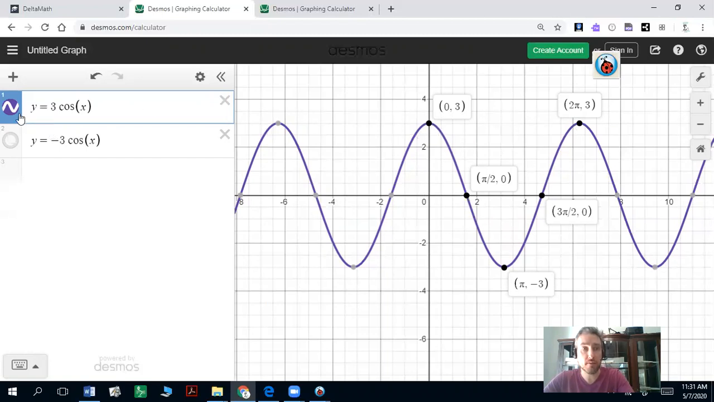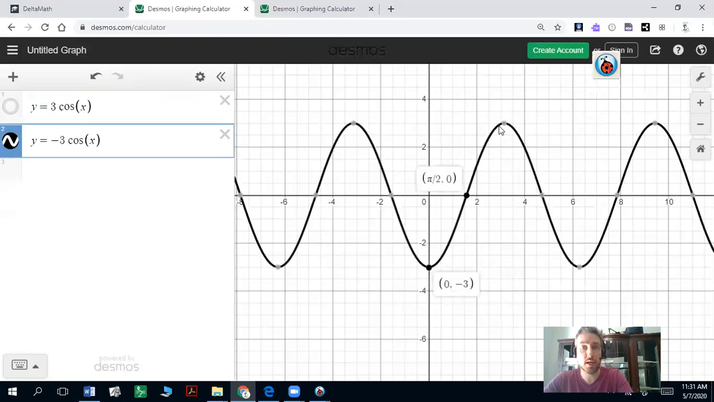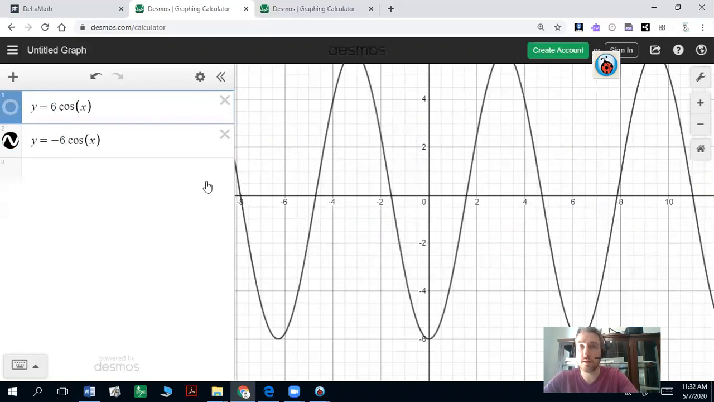With the negative, the difference is it'll start at the minimum, work its way up to the midline, up to the max, down back to the midline, and finish at the minimum again, and then repeat that process. The amplitude's still 3 in this case, or I could do 6. The amplitude is whatever number you put out front that's always positive, okay?